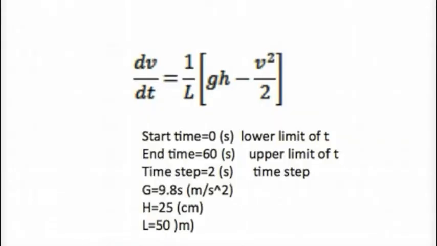So here's the equation we use to solve this problem. dV over dt, which is the change in velocity over the change in time, is equal to 1 over the length times the gravitational constant times the height of the water minus velocity squared over 2. To run this equation, we had a start time of 0, an end time of 60 seconds or 1 minute, a time step of 2 seconds, gravitational constant of 9.8 meters per second squared, height of 25 centimeters, which will remain constant because the basin is so big, and a length of the pipe of 50 meters.